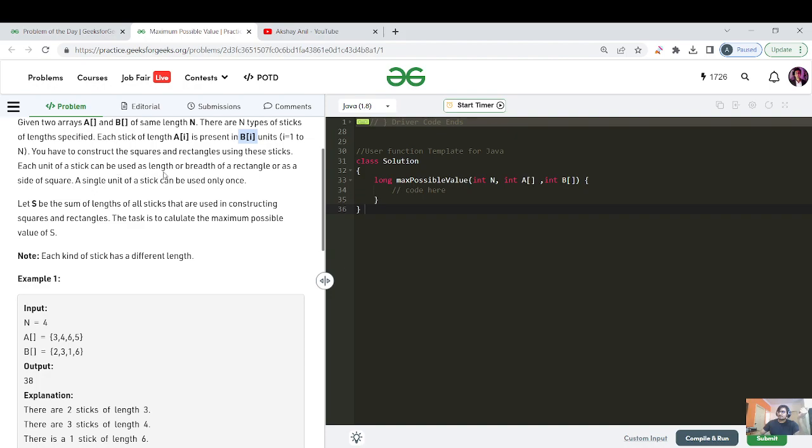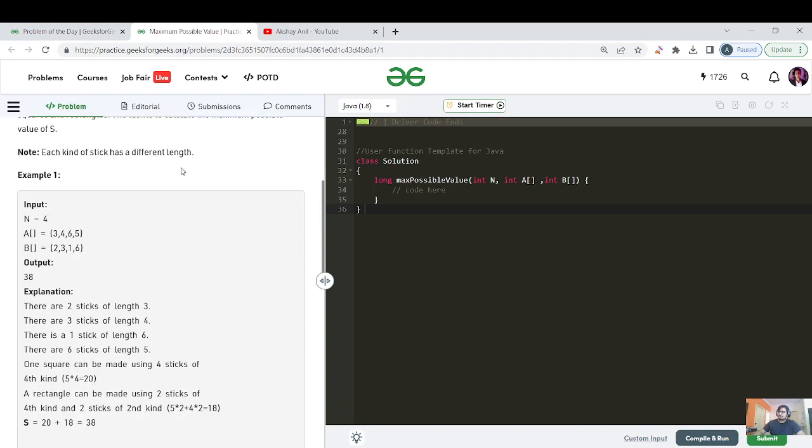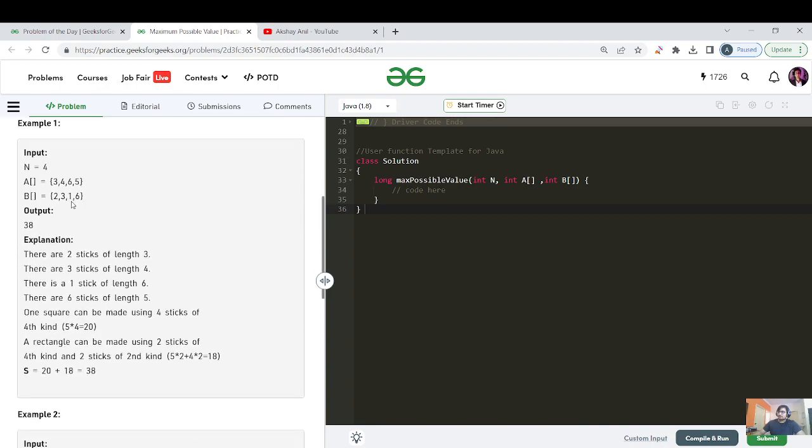Each unit of stick can be used as the length or breadth of the rectangle, or as the side of the square. To build a length or breadth you have to use the sticks. A single unit of stick can be used only once. Each kind of stick has a different length. Let us read the input and output, understand how the input and output are coming, and then proceed ahead with the solution.